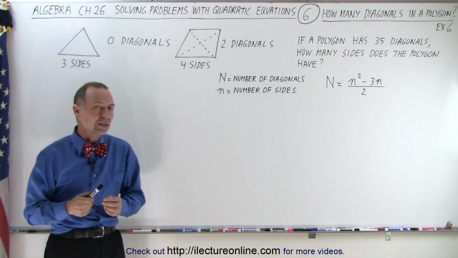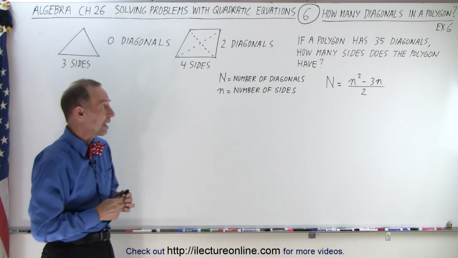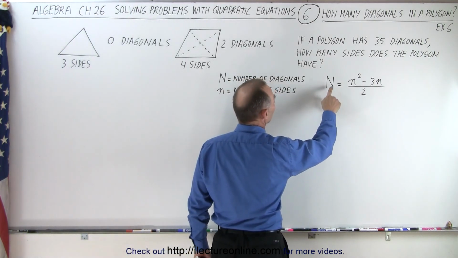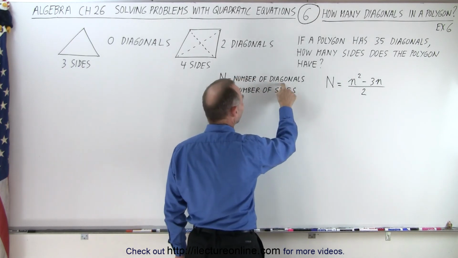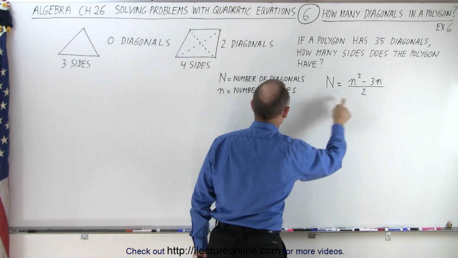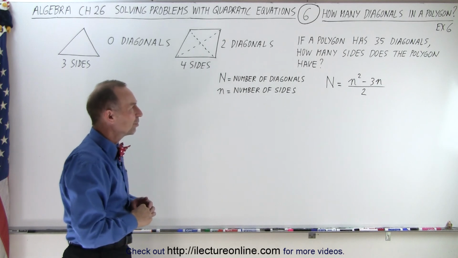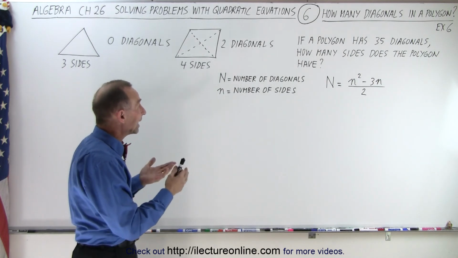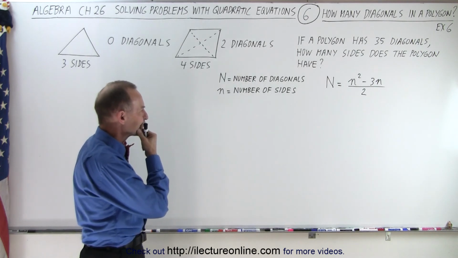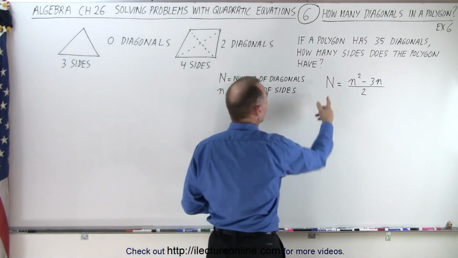So now, if a polygon has 35 diagonals, how many sides does that polygon have? And here's the equation: the number of diagonals, capital N, is equal to n squared minus 3n over 2, where small n equals the number of sides. So we need to solve for n given the number of diagonals. So let's plug in the number 35 for capital N and see what we get.